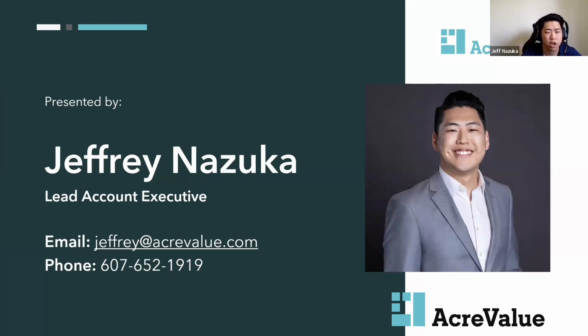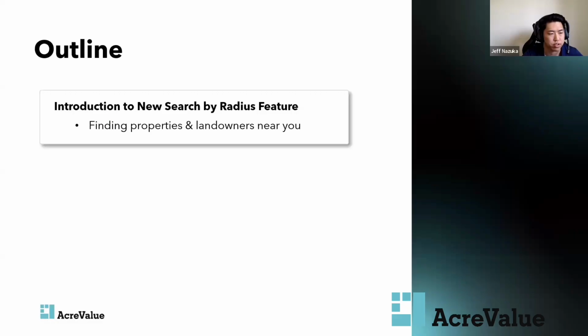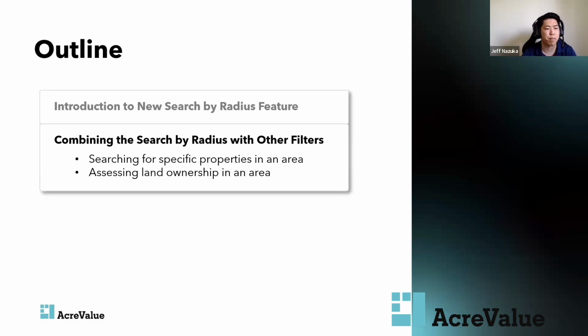Specifically, what we're going to be talking about is the following. So we'll start with an introduction to the new search by radius feature. It's a feature that's been highly requested. We're going to be showing you how to find properties and landowners that are near you or near a certain location.